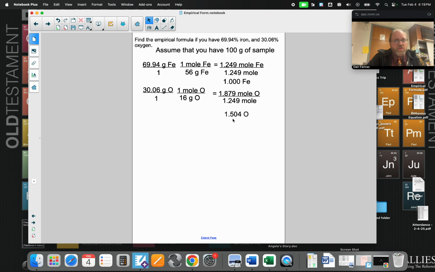Is this one close enough? No. So we're going to have to do that next-to-last step: multiply until you get a whole number. We're going to multiply by 2. If I multiply by 2, I get 3.008. That's close enough. That first decimal is a 0 or 9, so that's close enough to a whole number. So I have 2 irons, 3 oxygens. The formula is Fe2O3. All right, great.